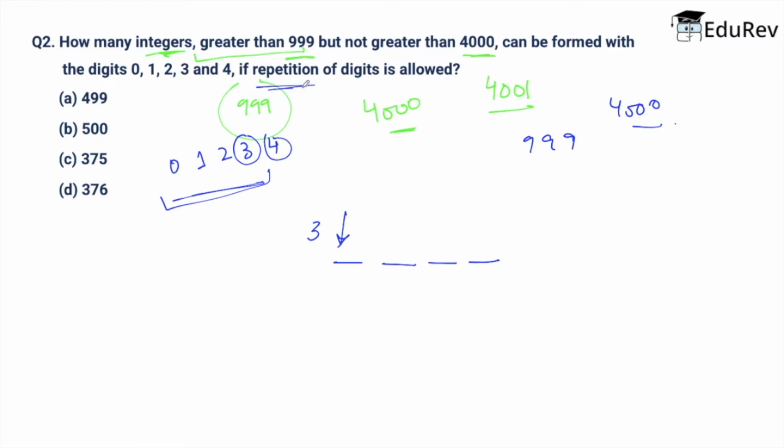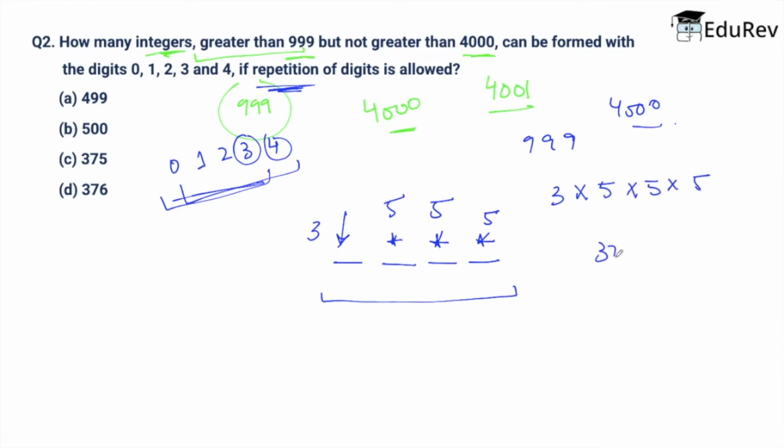Now, because the repetition is allowed, can I say that all these 5 numbers have equal chance of occurrence in all the next 3 spaces which are there? That is this space and this space. So in this, a total of 5 numbers have a chance. Similarly, in the third one also 5 numbers have a chance, and similarly on the last place also 5 numbers have a chance. So the total numbers which can be formed in this manner are going to be 3 into 5 into 5 into 5, which is nothing but 375. So the number of integers possible is going to be 375.